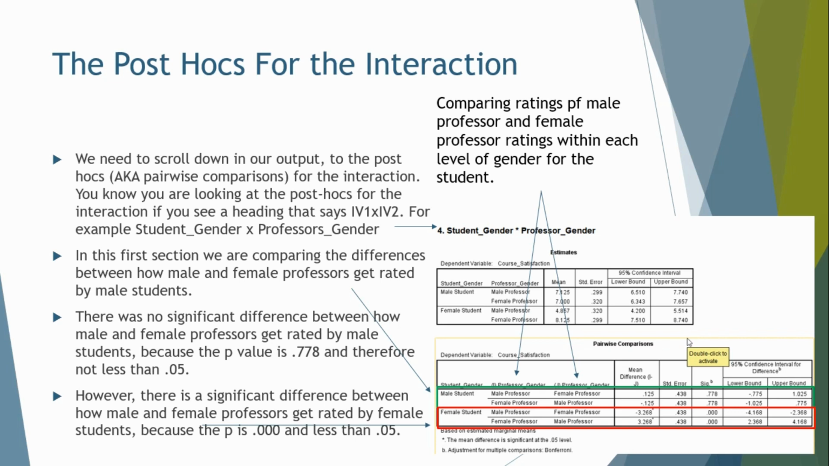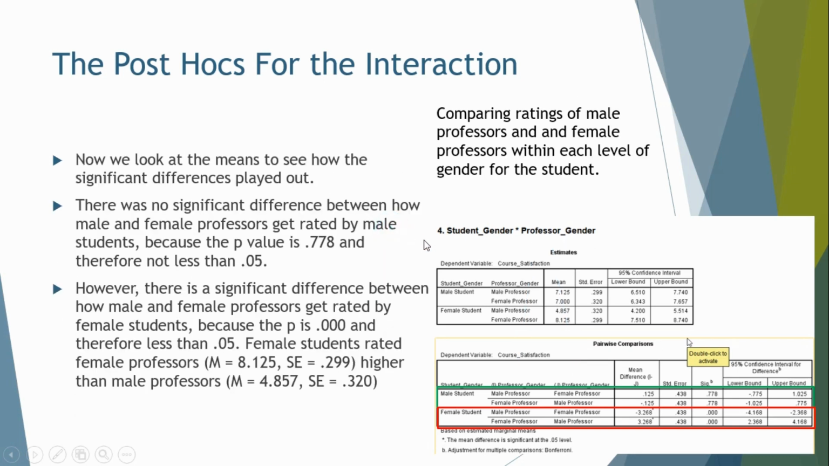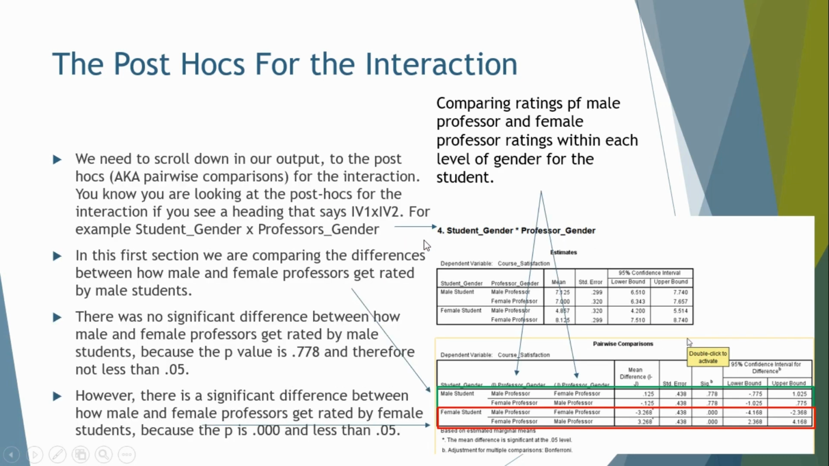Remember, we have a significant interaction, so we're not going to interpret the main effects. But if you did not have a significant interaction and you had significant main effects, you would be examining just the post hocs for student gender, which would be further up, and just the post hocs for professor gender. But we have a significant interaction, so we need to look at how these are working together.